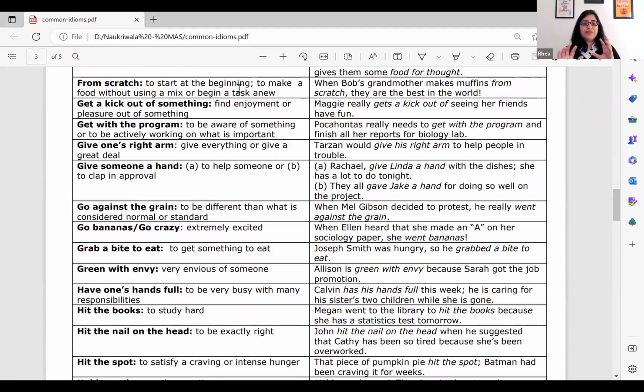We hear this very often. From scratch means right from the beginning. We are going to start it. So when Bob's grandmother makes muffins from scratch, they're the best in the world. She does not buy ready-made stuff. She actually starts from the scratch.